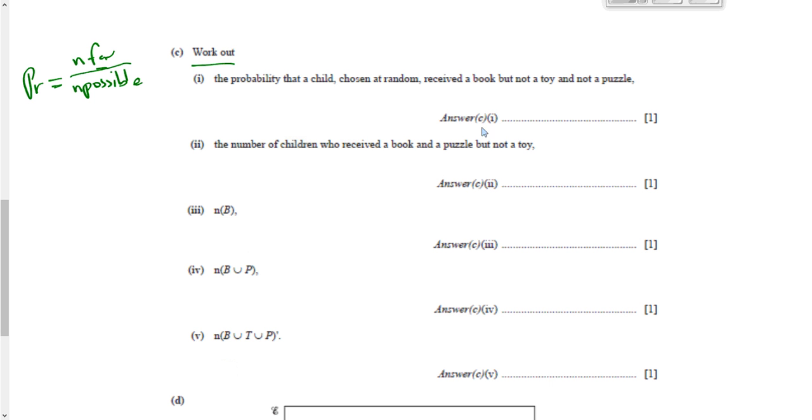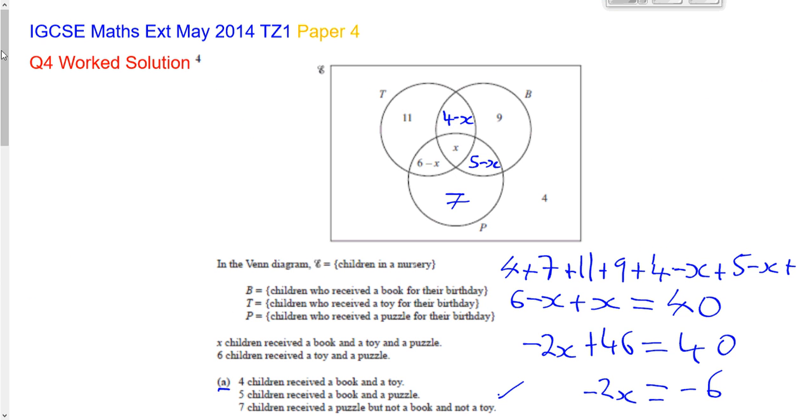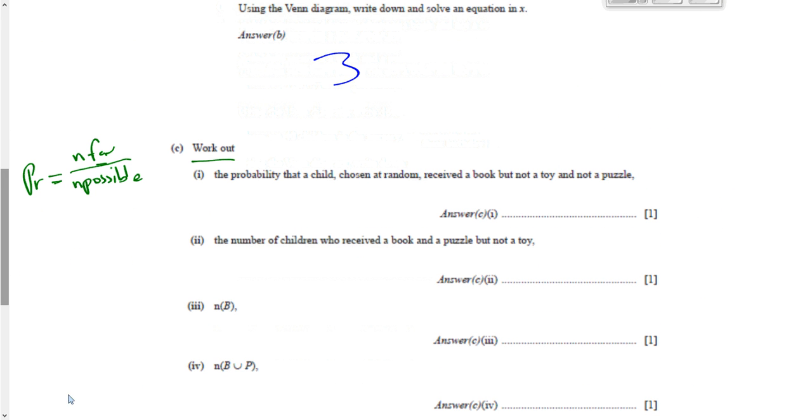So that would be these guys here. They just received a book. They did not receive any of these. So the number of favourable is going to be 9, and the total number is 40 children, and we can't simplify that anymore, so that stays the same.